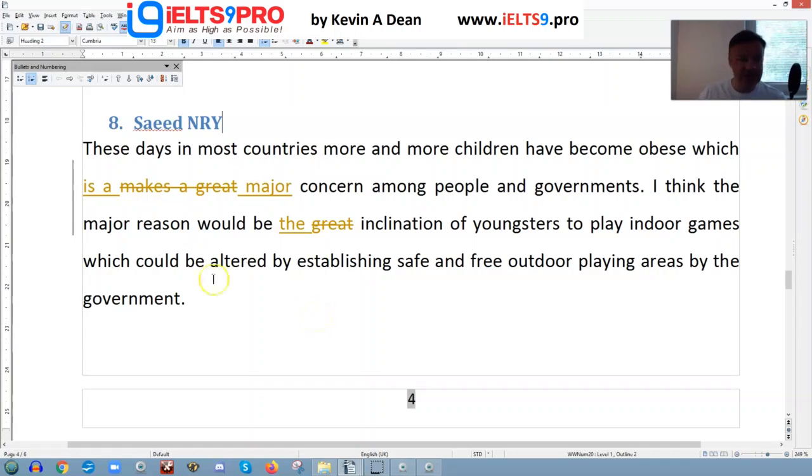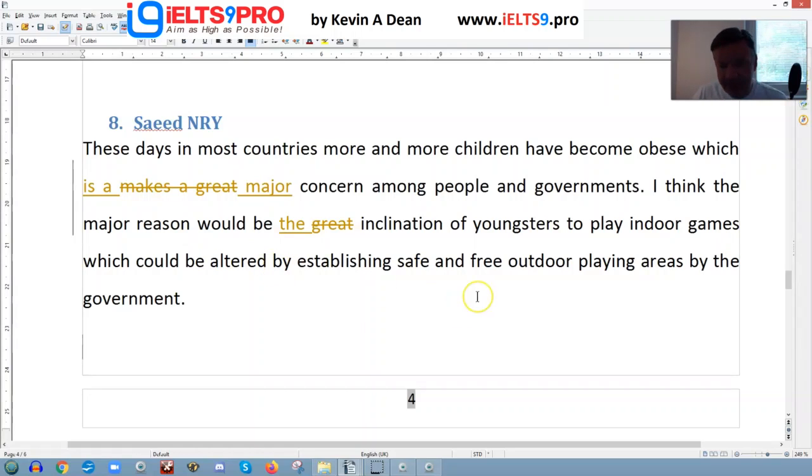I think the major reason, or the most compelling reason, you could change it, would be the inclination or tendency of youngsters to play indoor games, which could be altered or which could be rectified. If something's wrong, you rectify it. Alter means simply to change.